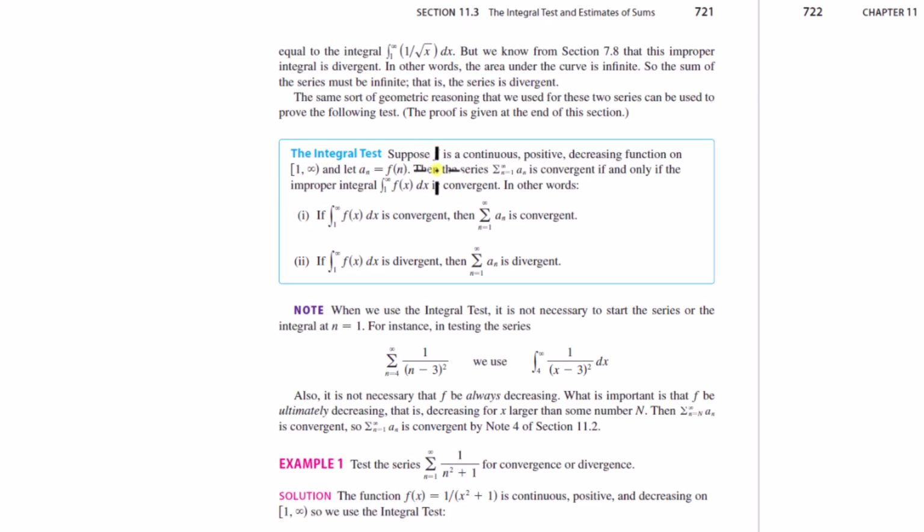Suppose we have a function that is a continuous, positive, decreasing function on 1 to infinity, and let a sub n, the sequence, equal f of n. All right, so we've got a function. This has nothing to do with sequence. Any function of x. It's continuous, it's positive, it's decreasing on the interval from 1 to infinity.